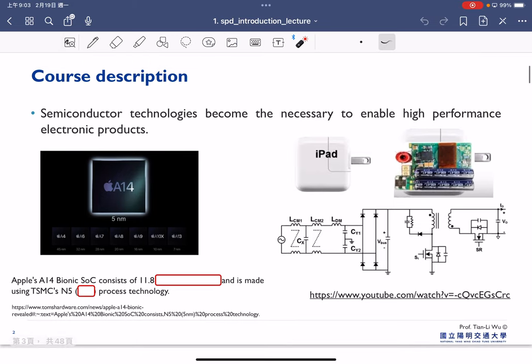Okay, so first, let's start from the course description. I believe that everyone who joined this class must be very interested in semiconductor technology, especially since nowadays semiconductor technology has become necessary to enable high performance electronics products. So I think our life nowadays cannot do without these high performance electronics.